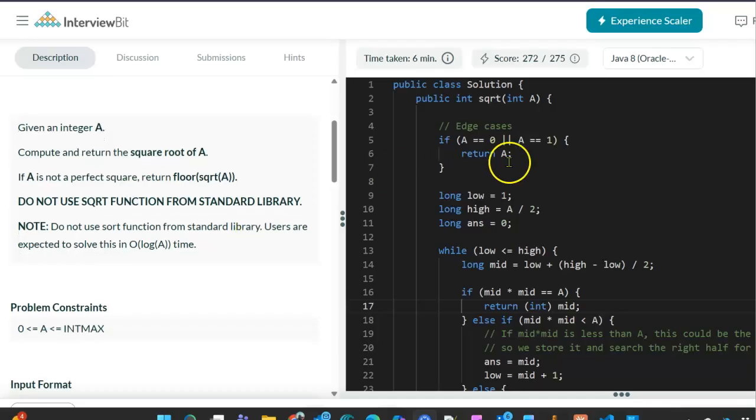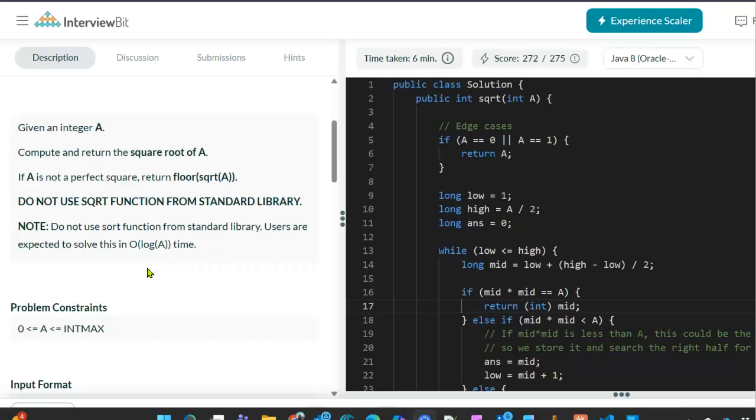Problem description: given an integer A, that's the input, compute and return the square root of A. If A is not a perfect square, return the floor of the square root of A. Do not use the square root function from the standard library. I guess that might be one reason why people don't like it: I can just call the square root function, so why should I have to write one? Users are expected to solve this in O(log A) time.